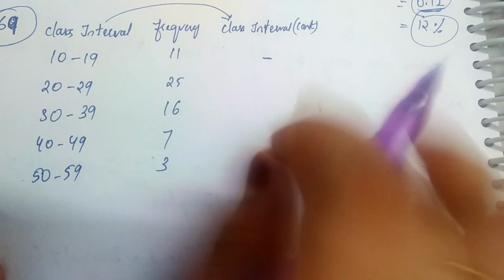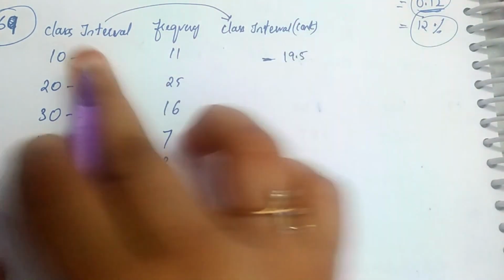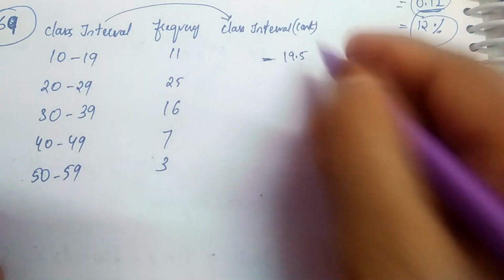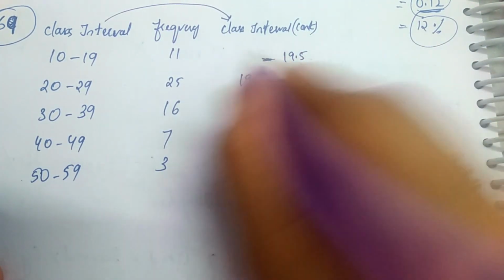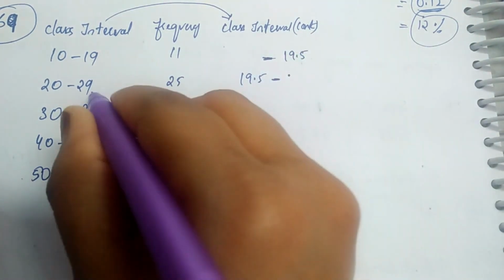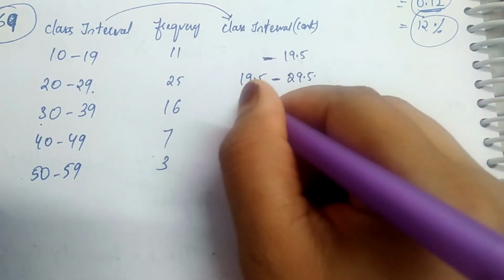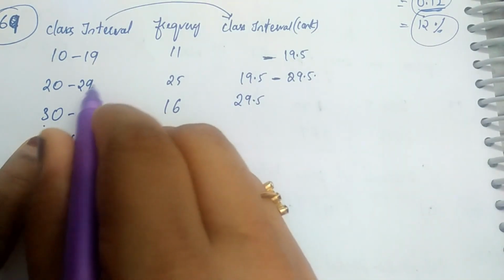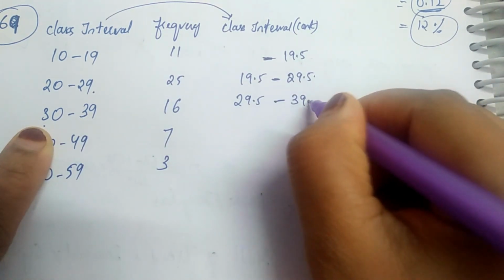What we will be doing is taking the average value of 19 and 20. 19 plus 20 divided by 2 is nothing but 19.5. Then again 19.5, the series will continue with 19.5 till this 29. 29 plus 30 divided by 2 is nothing but 29.5. Again you will be taking this 29.5 here. We are not taking 30. We are adding 0.5 to this, and reducing 0.5 from this. So we are getting the answer 39.5 here.